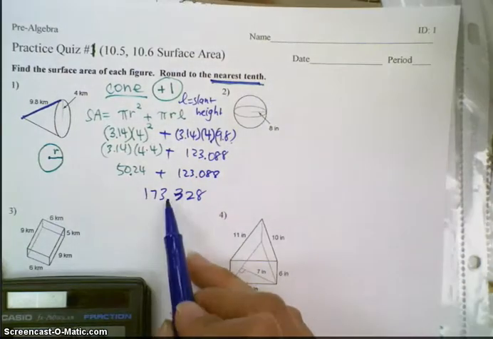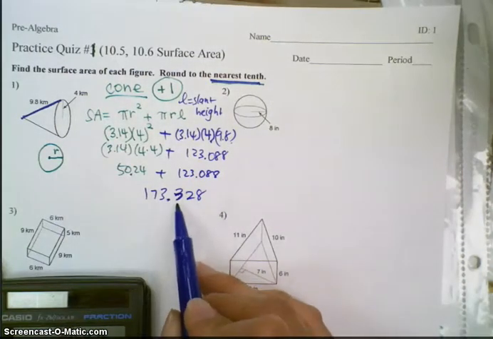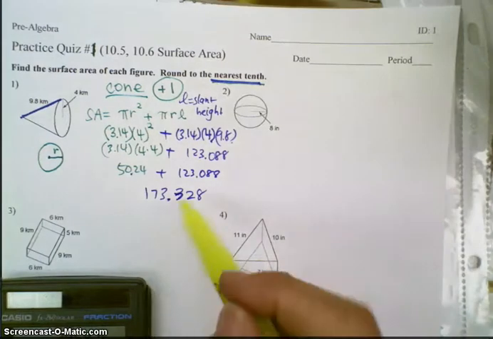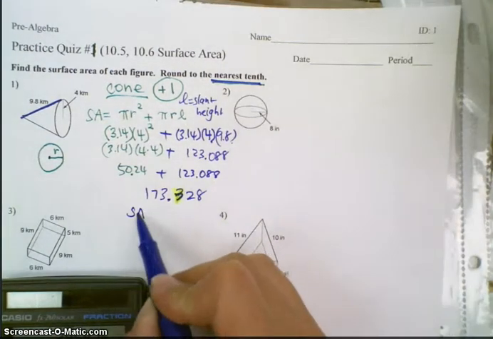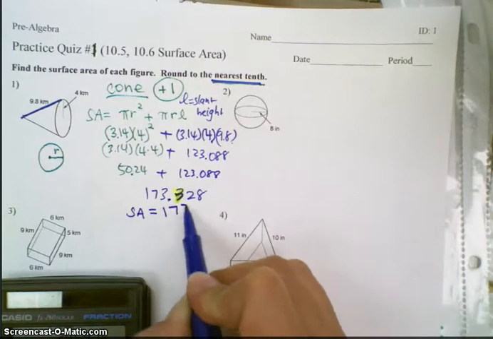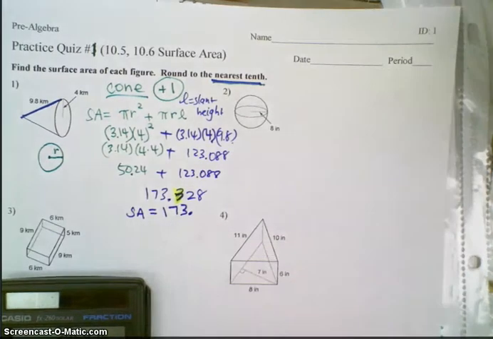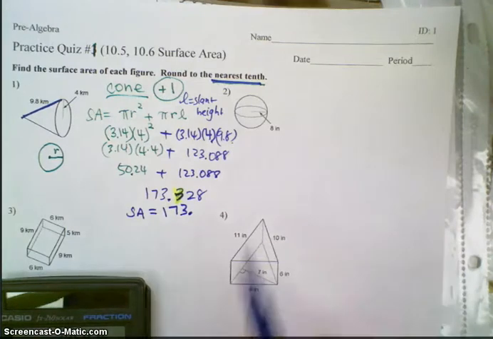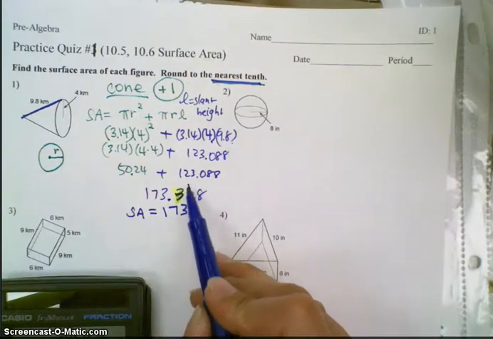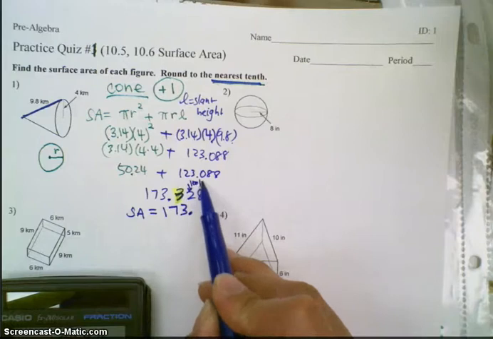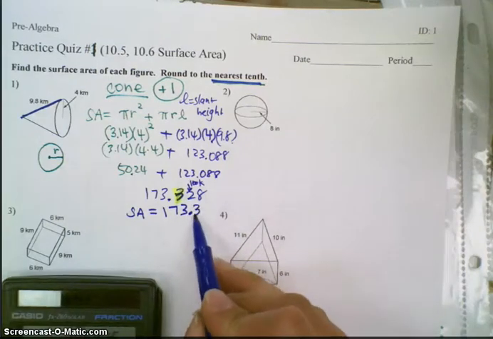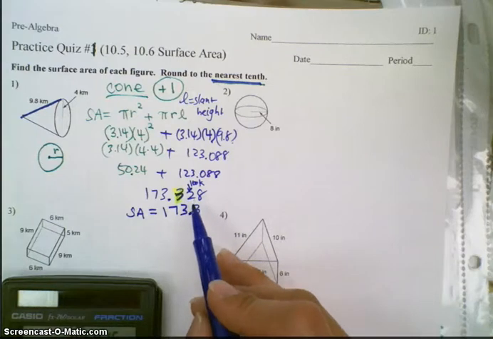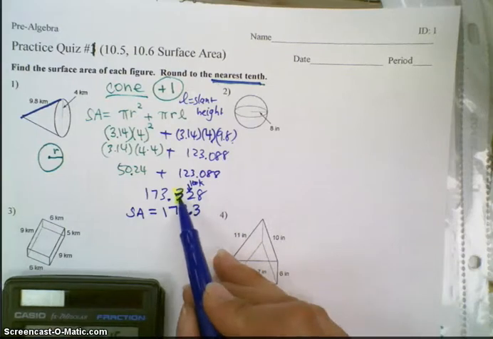So remember, the tenths is the first number after the decimal, which is the 3 that I'm going to highlight here. So my answer is going to be surface area equals to 173 point. Now that 3 that I highlighted will either stay a 3 or round up to a 4. And because the 2 next to it is 4 or smaller, I keep 3 the same. So I'm going to keep it as a 3. Now if the 2 was a 5, 6, 7, 8, or 9, then I would round that 3 to 4.